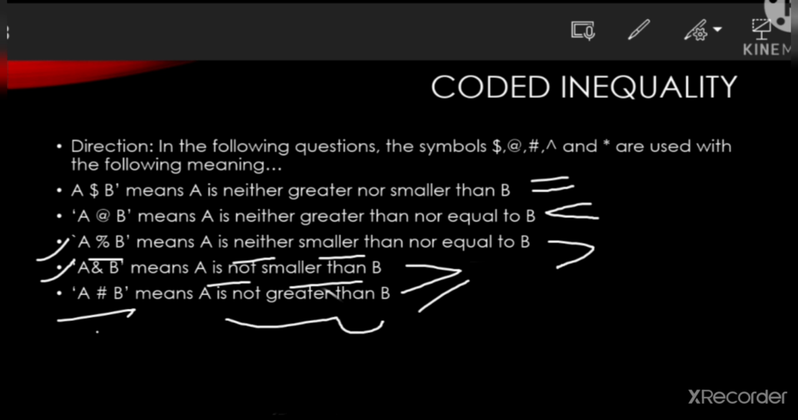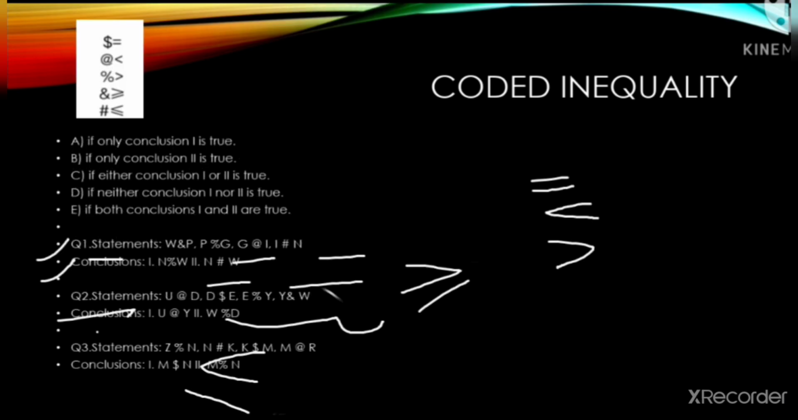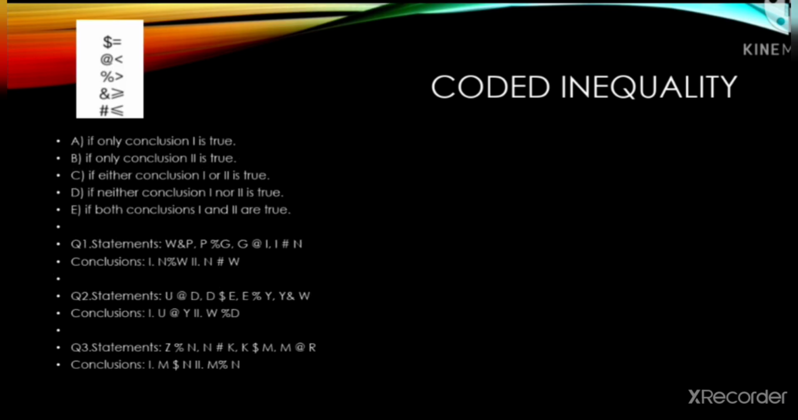If it is not greater than b, it means definitely it will be smaller than, and we have already taken the smaller than sign, then it will be smaller than or equal to. Fine. I hope you have cleared with this. Now we will solve a few questions related to this. We have 5 sets of questions related to this. Let's solve. So see, there is question number 1.